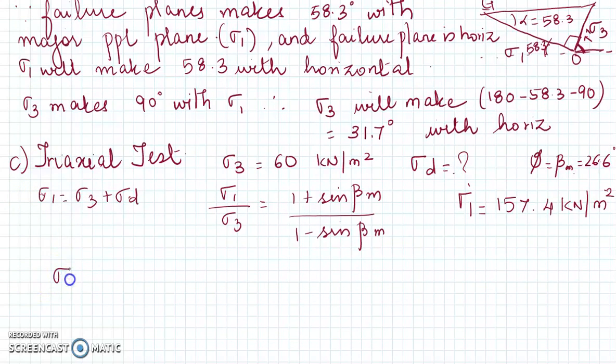Next thing is determine the value of sigma D. From this equation I am directly writing this as sigma 1 minus sigma 3, that is 157.4 minus 60, divided by 10.